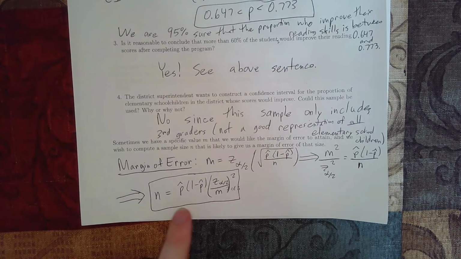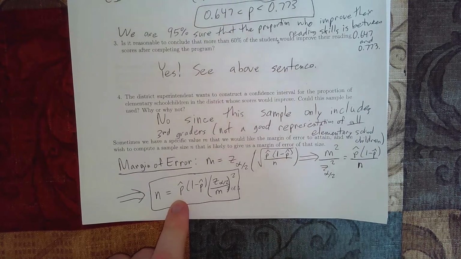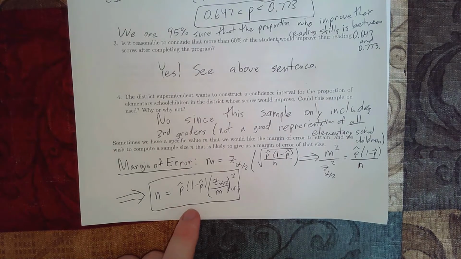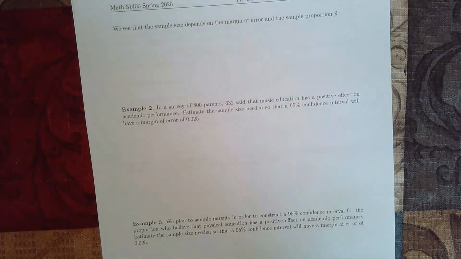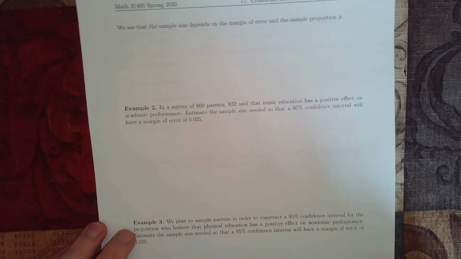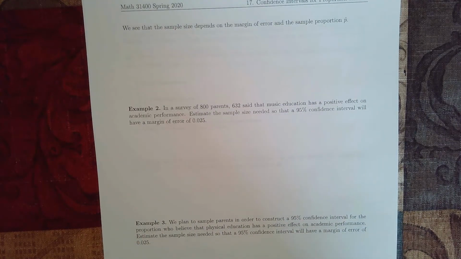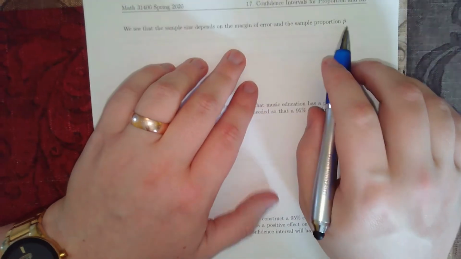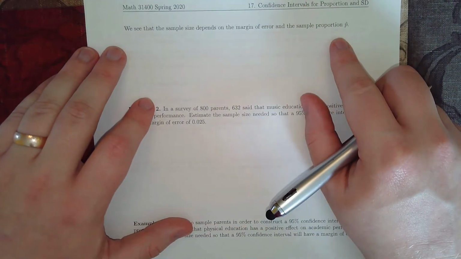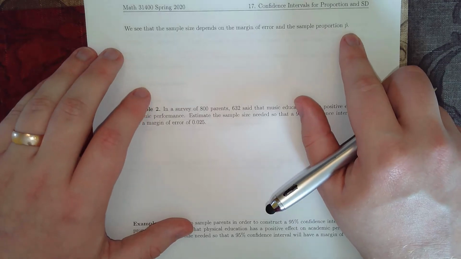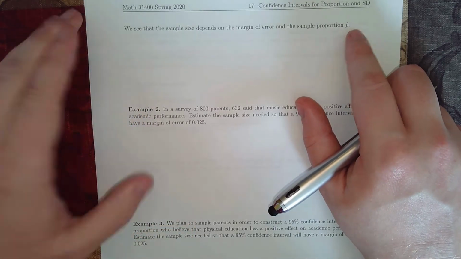Now granted, we won't always know what this p hat is. Typically what we might have to do is find some way of getting, say, the worst case scenario. So let's talk about that a little bit. What we're going to see is that our sample size, if we're trying to find our specific margin of error, is going to rely on the margin of error and the sample proportion p hat. So here's the problem: when we draw a new sample, p hat should change.